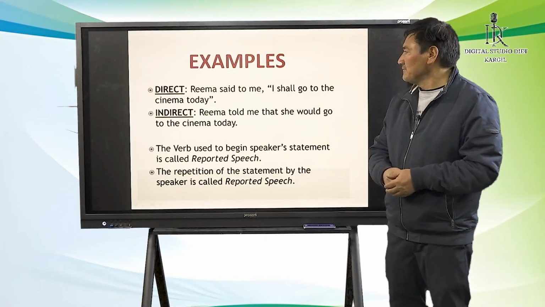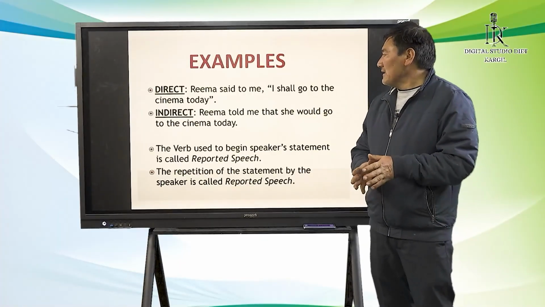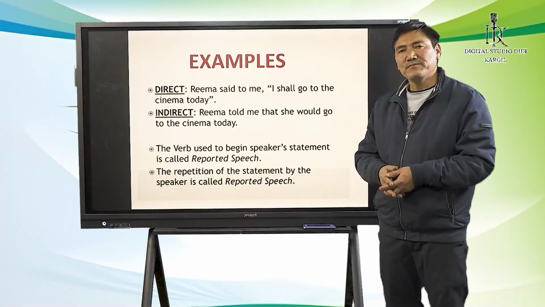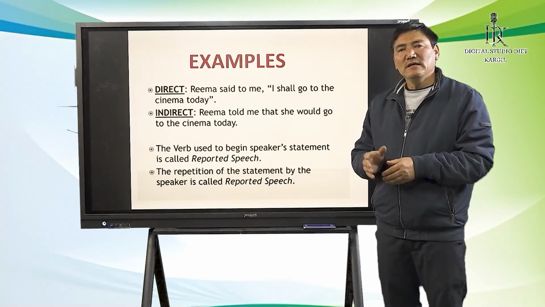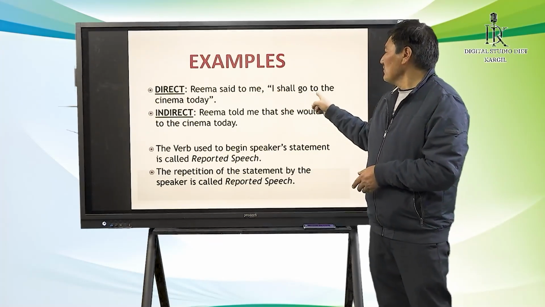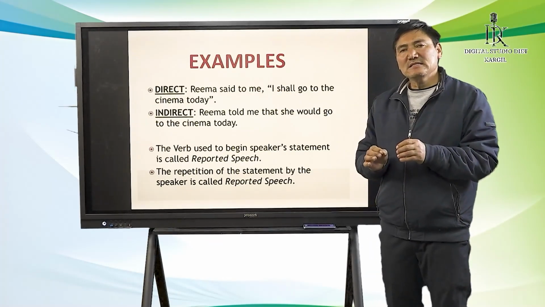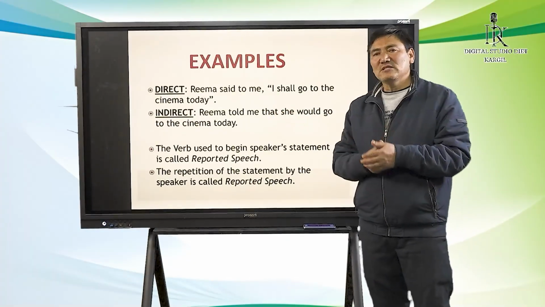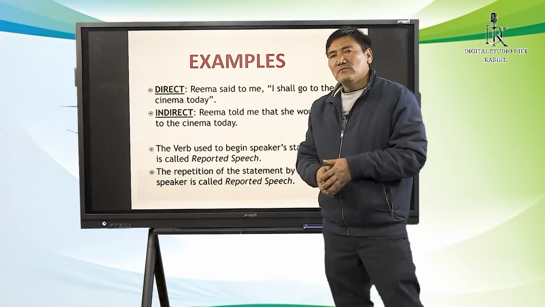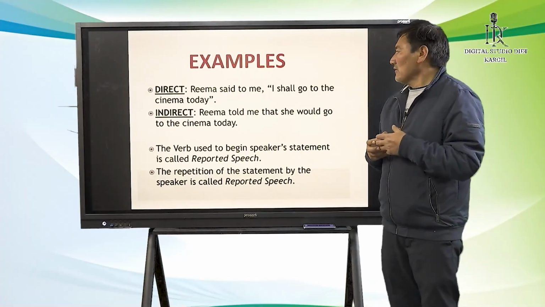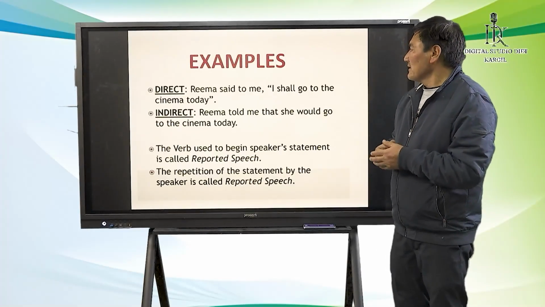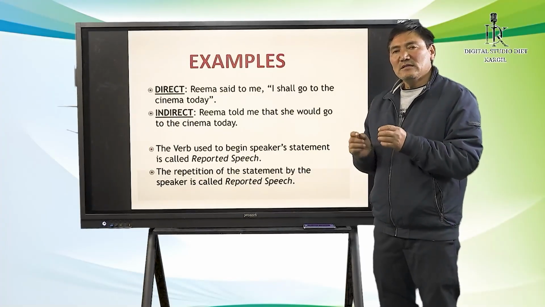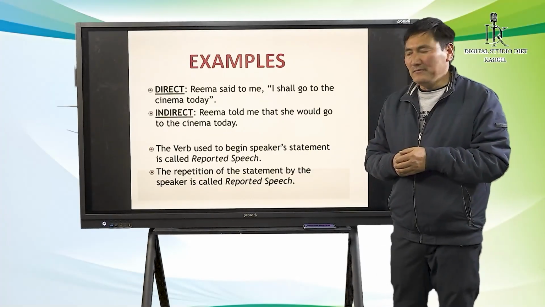Here are some examples. Direct speech: Rima said to me, "I shall go to the cinema today." That is called direct speech. Here you can see that "I shall go to the cinema today" is enclosed in inverted commas. Why? Because these are the words of the actual speaker. These are the words of Rima. Rima is reporting to me that she will go to the cinema. These are the actual words of Rima.